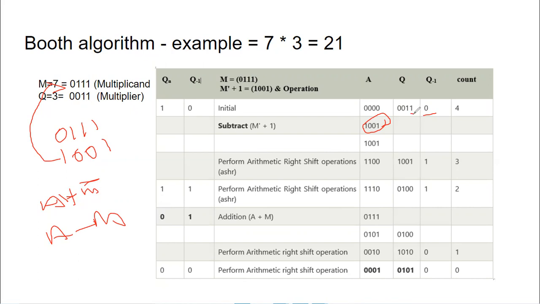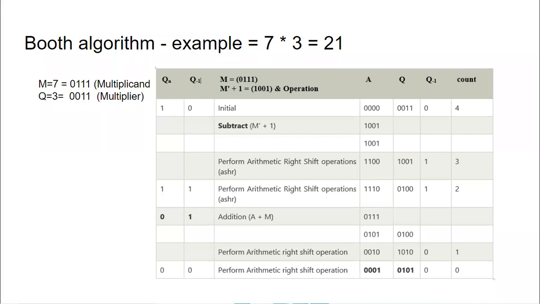So when you perform the arithmetic right shift, you have this value. This Q0 goes to Q minus 1. So here, what happened? We have 1001 after adding. A minus M we have to do. Already for M, we have done M bar plus 1. Instead of doing subtraction, how will we do it? We find the 2's complement and add. So that is what we have done. So 1001. Now after adding, that is A minus M, we get this value.